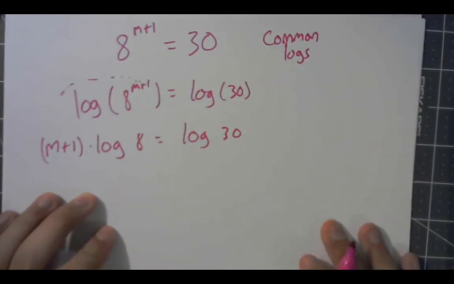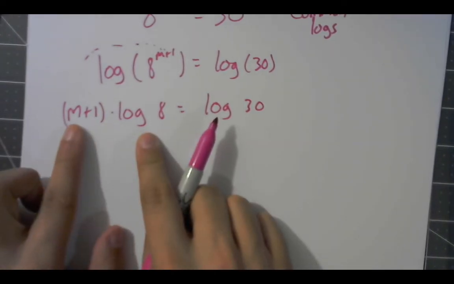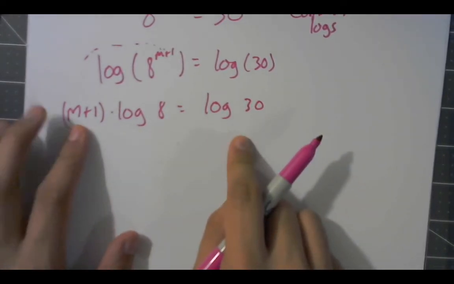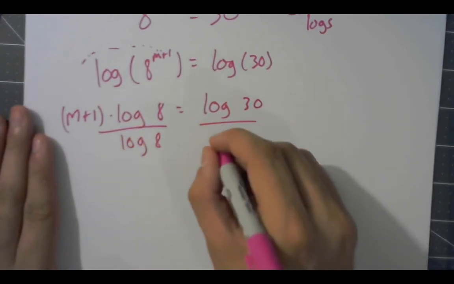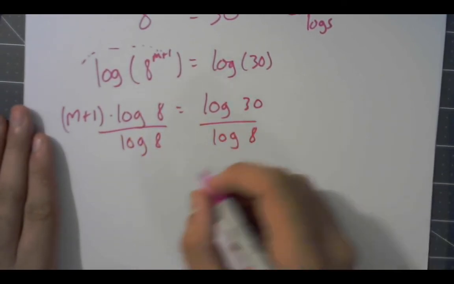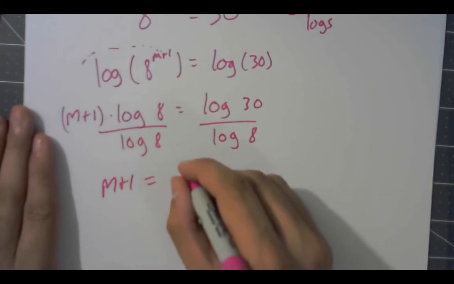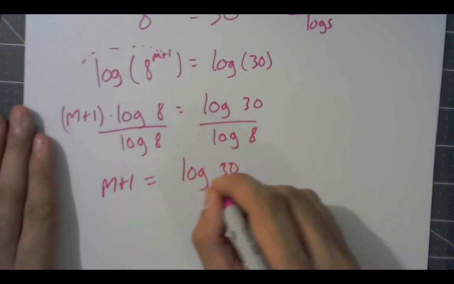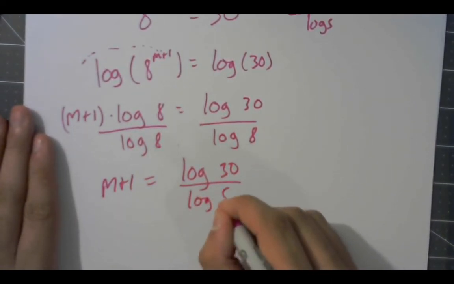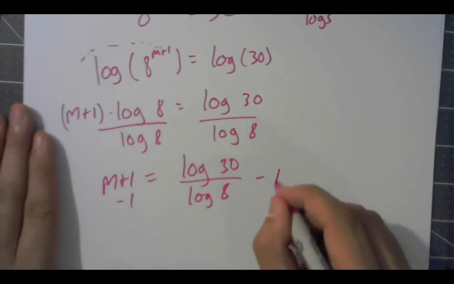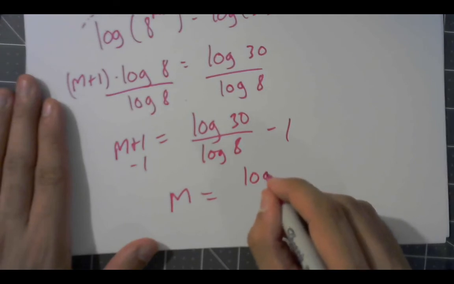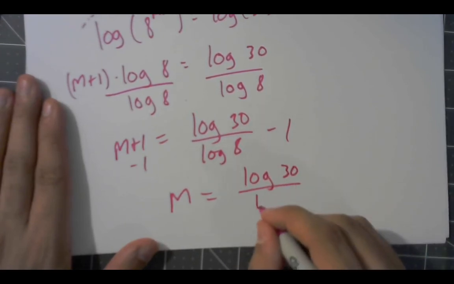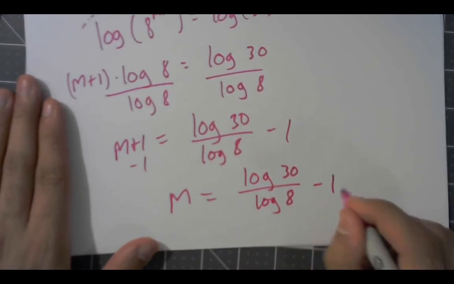Put a multiplication sign there. All right, so I'm multiplying m plus 1 times log 8 equals log 30. I'll move the log 8 to that side. So I have m plus 1 equals log 30 over log 8. Move the whole 1. So m is going to end up being log 30 over log 8 minus 1.